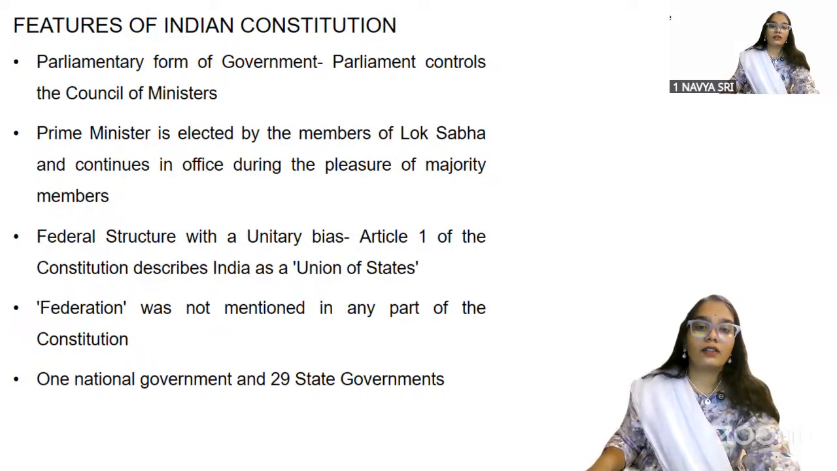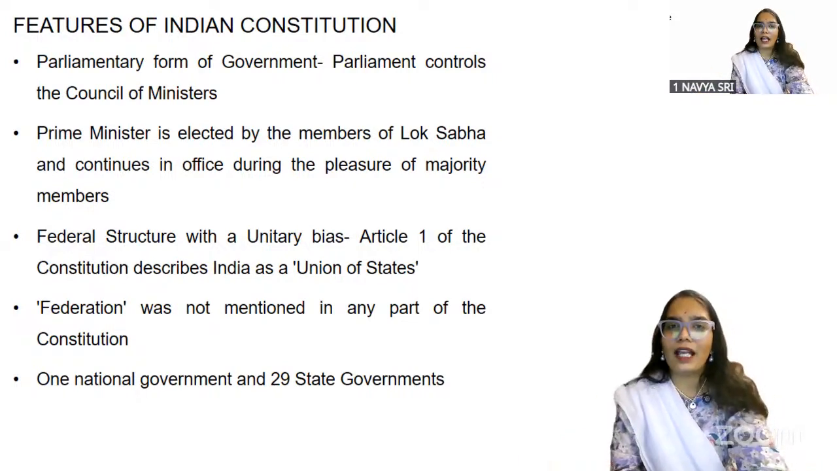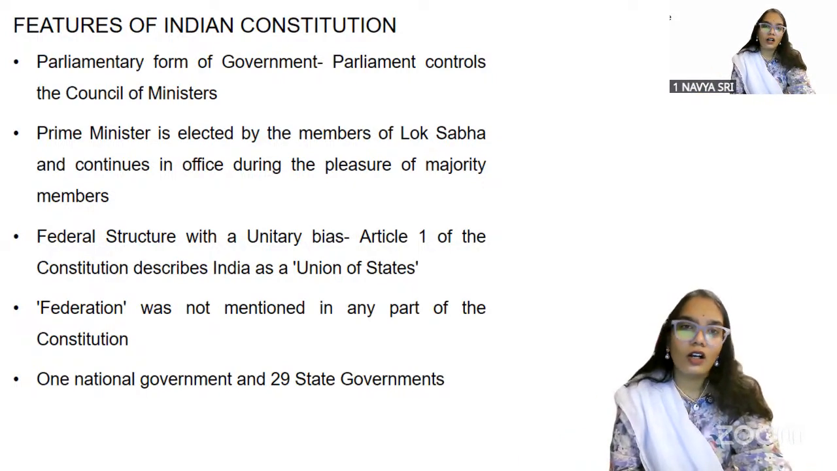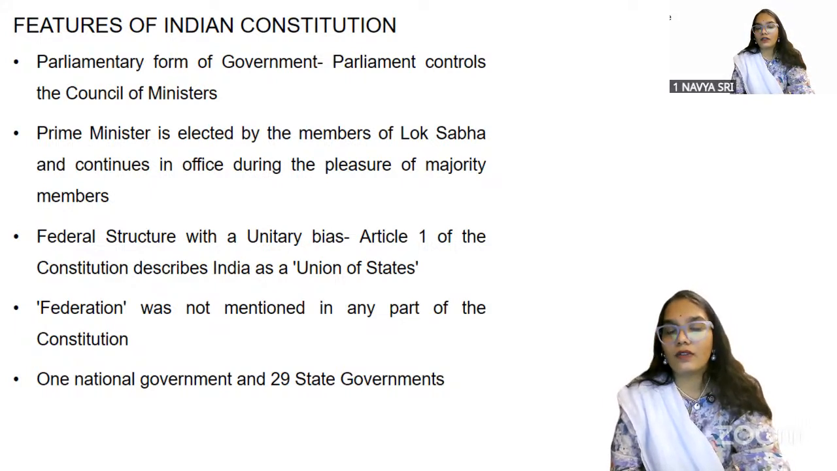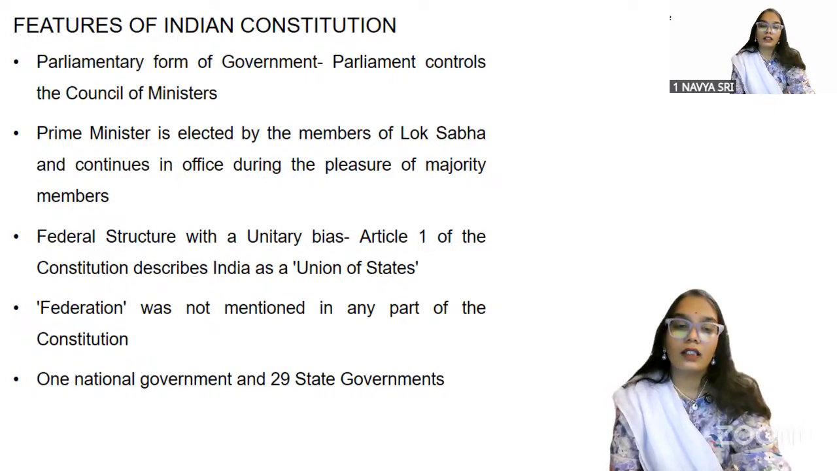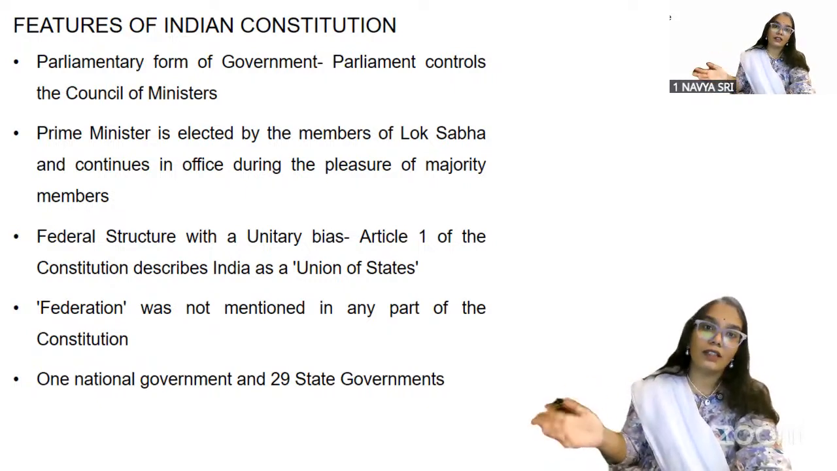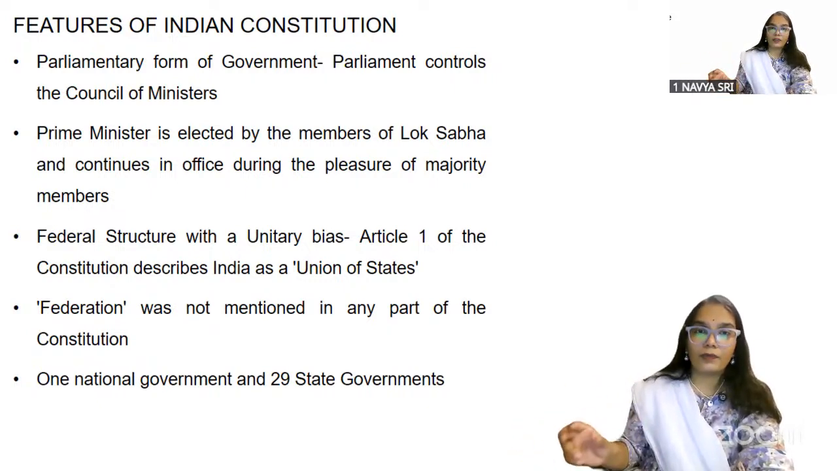So the federal structure, this has been mentioned in Article 1 of the Indian Constitution, which describes India as a union of states. Last year, 2024, we had this controversy going on, basically on social media, that India, that is Bharat, is a union of states. So where has the term Bharat come from? Why are they changing it to Bharat instead of India? But if you read Article 1, the original text also mentions Bharat as a word in it. So the federation was not mentioned.